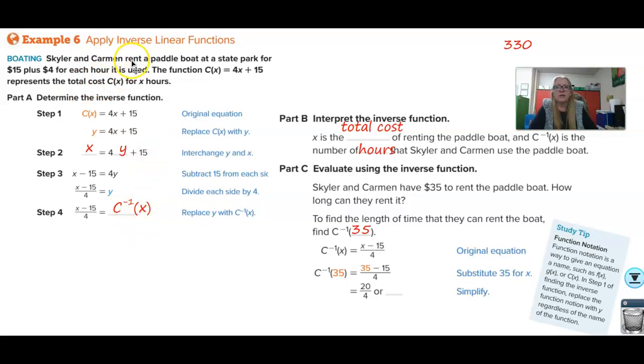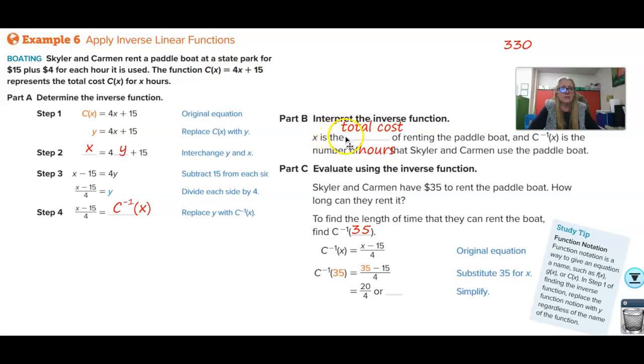Originally, with the original equation, you would pay $15 and $4 for each hour it's used. In this equation, you could put in how many hours you were going to do it, and it would tell you how much it was going to cost. Once we get the inverse, we can tell it how much money we have to spend, and it will tell us how many hours we can rent the boat, okay? That's the purpose of using the inverse equation here.